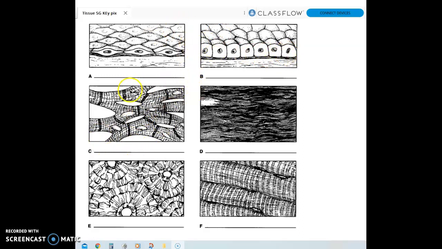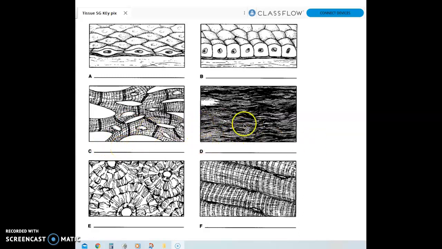Now, C would be muscle. You can tell by the striations, just like this down here. These are both muscles, C and F. C, though, is cardiac muscle. You can tell for a couple of reasons. One, it has these dark bands, intercalated discs between the cells. It also branches, whereas these are single things. So F is going to be skeletal muscle, and C is going to be cardiac muscle.